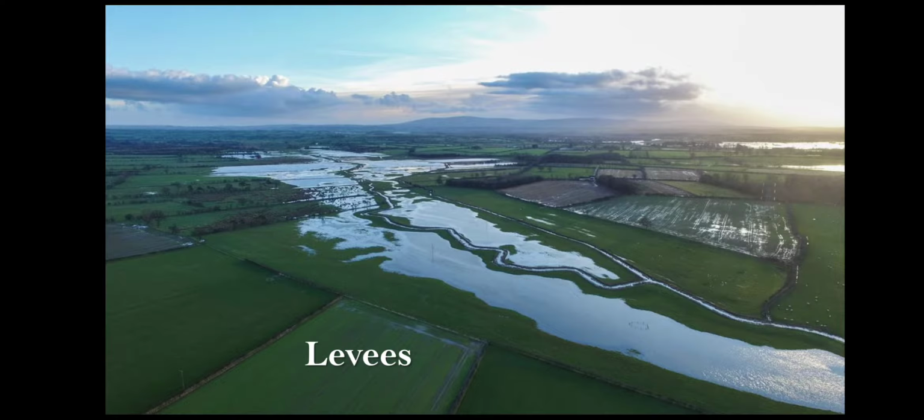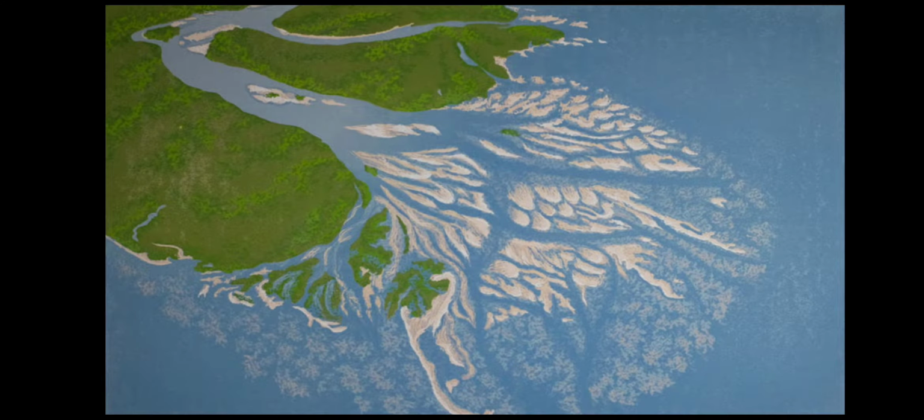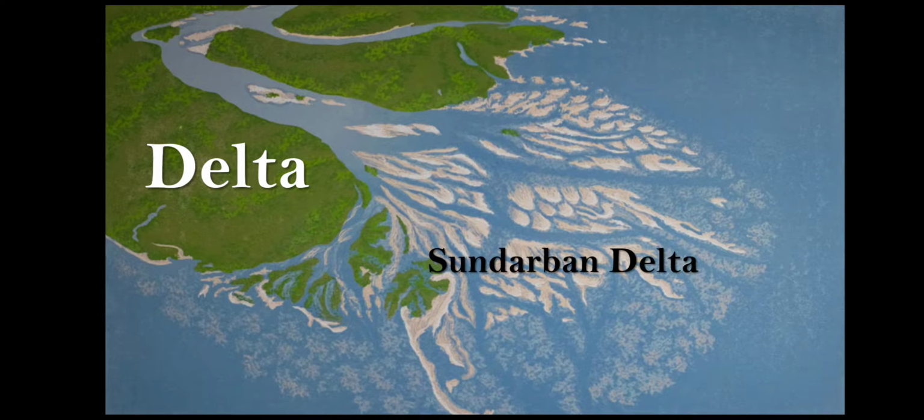As the river approaches the sea, the speed of the flowing water decreases and the river begins to break up into a number of streams called distributaries. The river becomes so slow that it begins to deposit its load. Each distributary forms its own mouth. The collection of sediment from all the mouths forms a delta. For example, the river Ganga makes the world's largest delta, named Sundarban Delta.